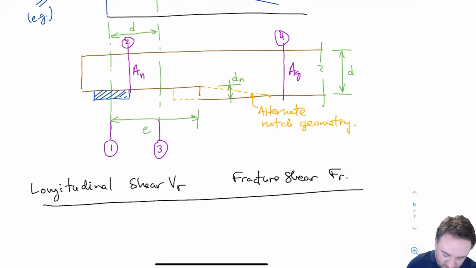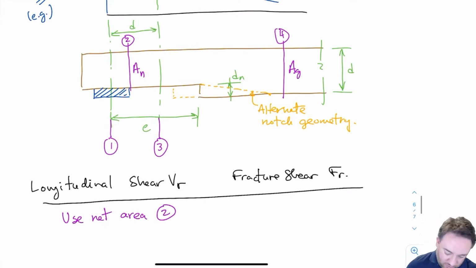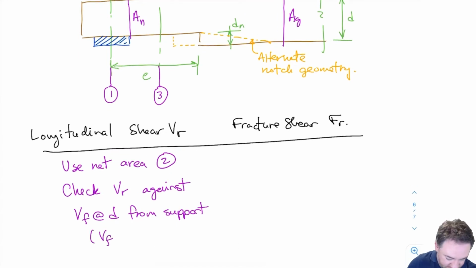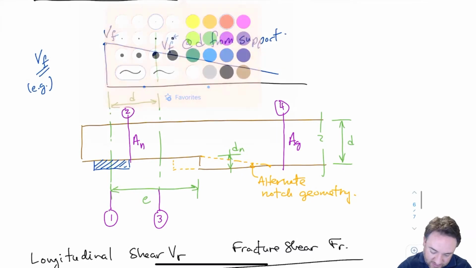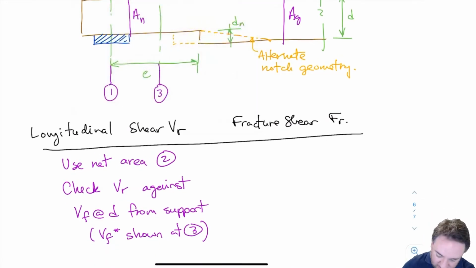So for longitudinal shear, we are going to use the net area, which is at section 2, when I am doing it for lumber. We'll find that when we do it for glulam, we don't use net area, we actually use gross area. And I'm going to check VR, my total longitudinal shear strength, against VF at D from the support. Okay, so that's VF star shown at location 3. So I'm going to use the net area at 2, and I'm going to use this shear at D from the support. And those are basically the 2 parameters that I'm going to use for doing a regular longitudinal shear strength check for a lumber beam.